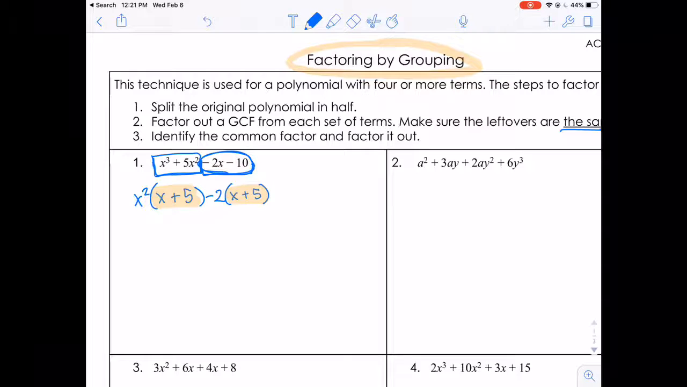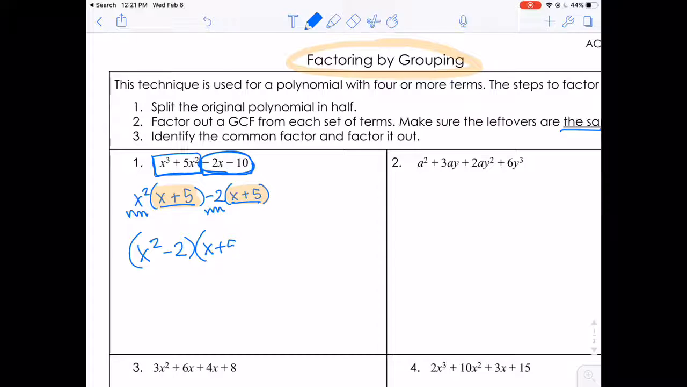So essentially what I'm going to do is put this and this together, x squared minus 2, and I'm factoring out the same factor, that's what's left over, right there. So this is my answer for this problem.